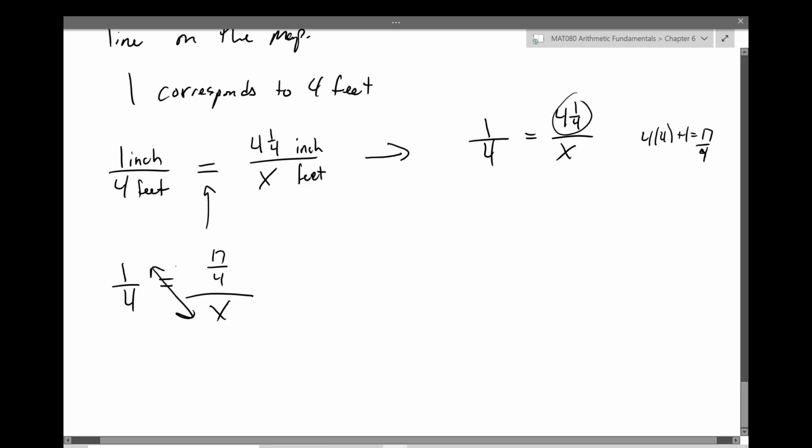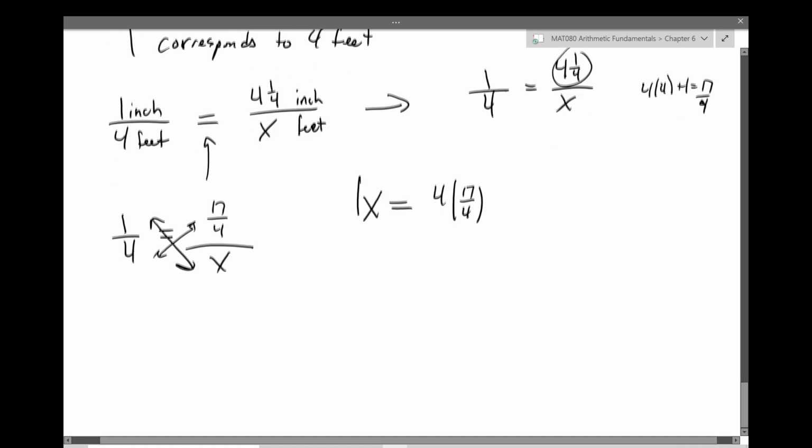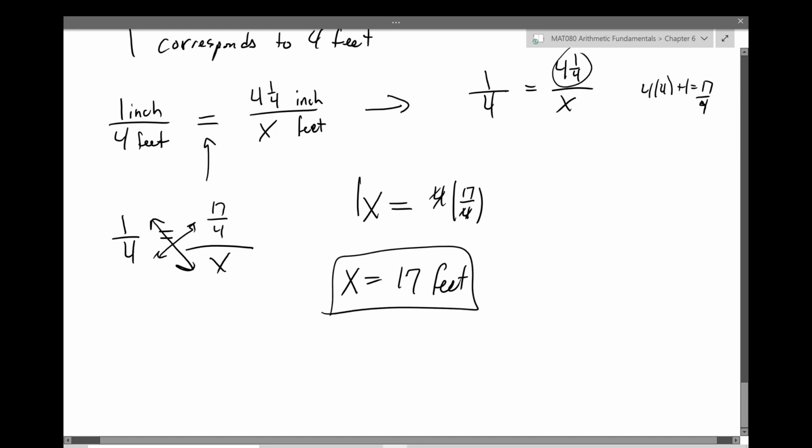Now I'm going to cross multiply. 1 times x equals 4 times 17 over 4. Okay? So I get on the left-hand side x. Now on the right-hand side, I have 4 times 17 over 4. Look at the denominators, they will reduce down into a 1. So I get x equals 17 feet. So that wall is 17 feet. Okay? So I hope that makes sense.